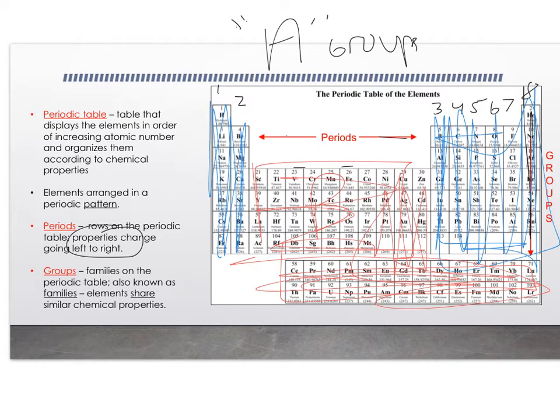So when I refer to the A groups, you need to look at columns 1, 2, and then 3 through 8, and then the B non-representative groups. Those are the transition metals. They share similar characteristics within the same group or family. And then just to reiterate, you have different chemical reactivity across the period.